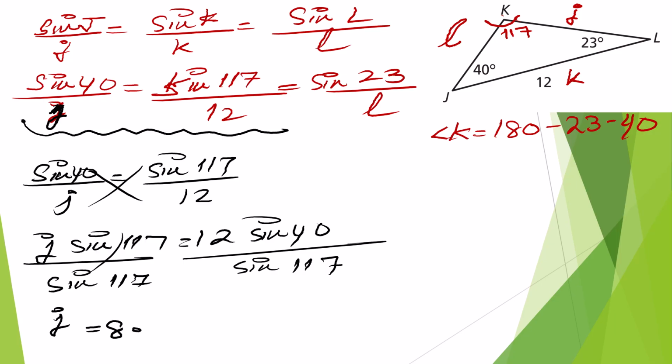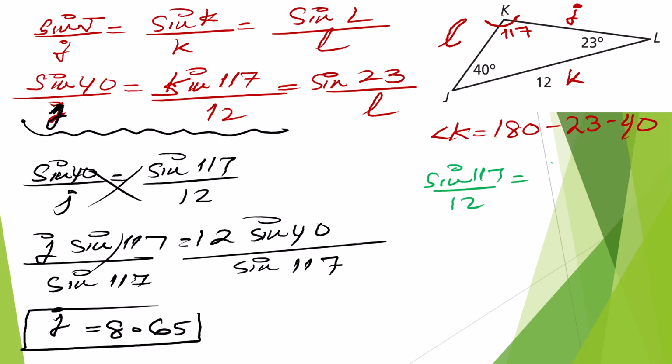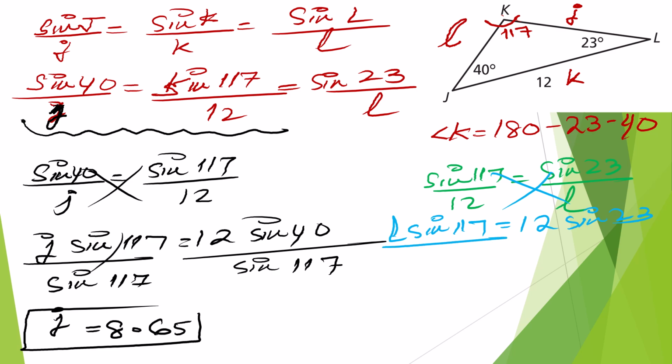So this is 8.65. Now what do we have to find? We have to find the small l. So we will take again sine 117 over 12 equals sine 23 over small l. We cross multiply: l times sine 117 equals 12 times sine 23. We need to find small l, so we will divide both sides by sine 117.